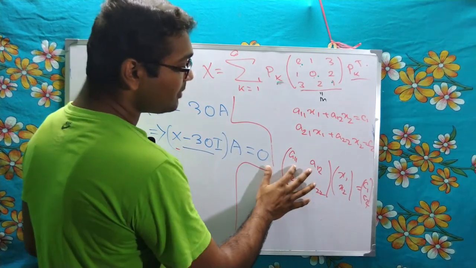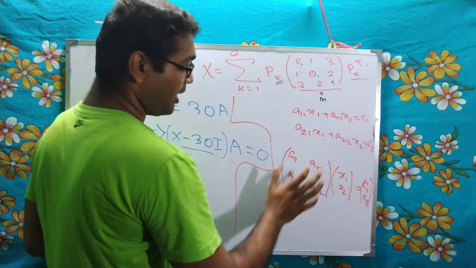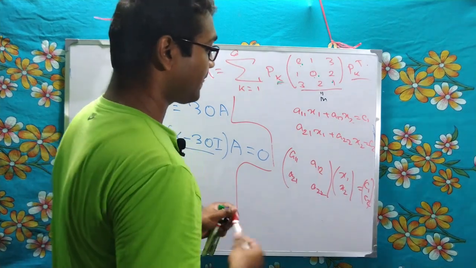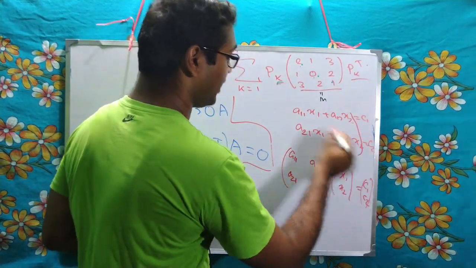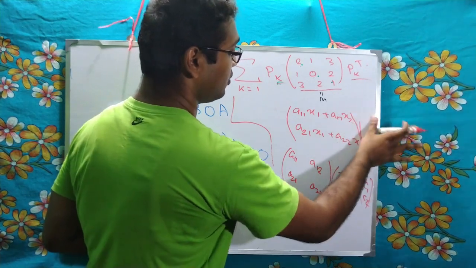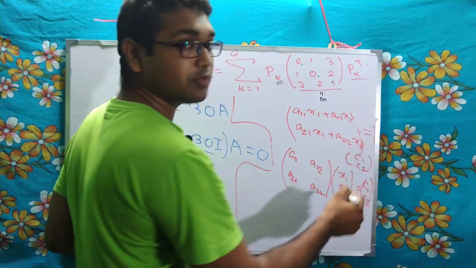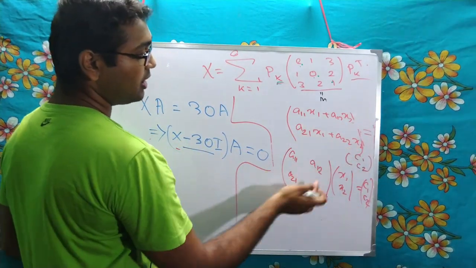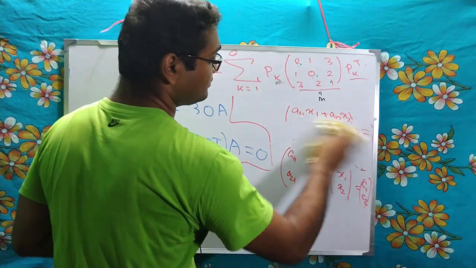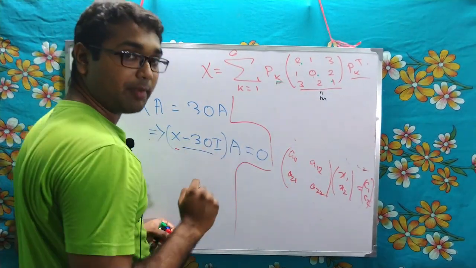Multiply here. When I multiply A11 x1 plus A12 x2, I shall get this one: A21 x1, A22 x2. I have got this one. If I write it in a matrix way, and then the right side also another matrix, equal to one matrix C1, C2, then comparing the rows, I shall get the previous equation. Now this matrix is known as the coefficient matrix.